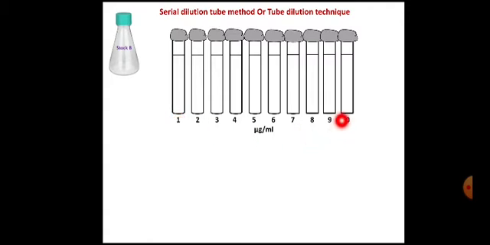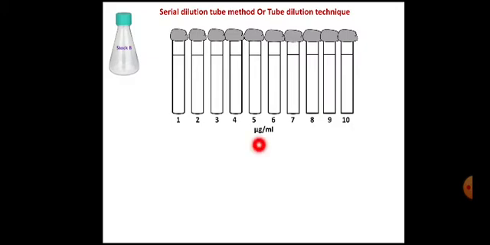If your MIC is coming between 5 and 10, then you can think about a narrow range within 5 to 10. We can take 5, 5.5, 6, 6.5, 7, 7.5 up to 10 likewise. So this is how we can decide the range.